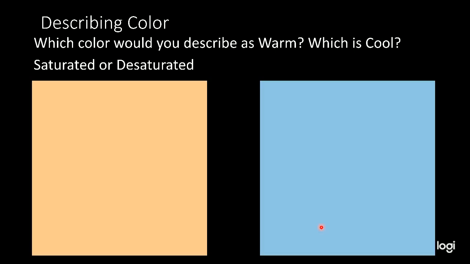Same question here. I would say that most of us would describe this amber color as a warm tone and this light blue as a cool tone, and that these two colors are desaturated. They are more of a tint. They are less dark than the previous example that I showed you.